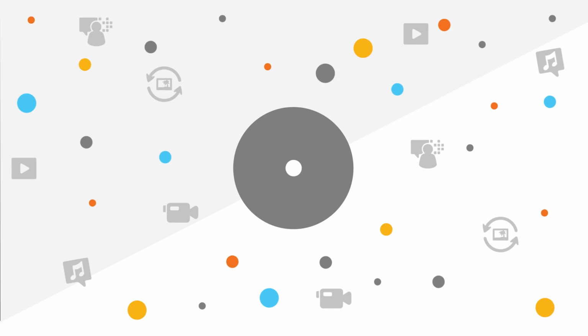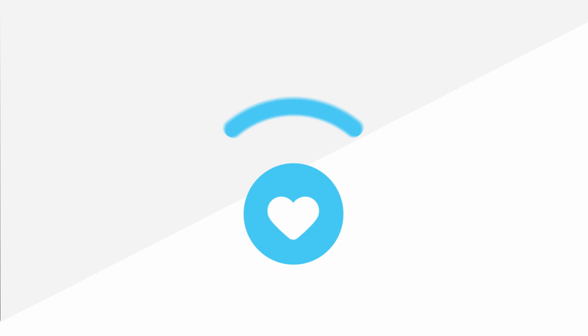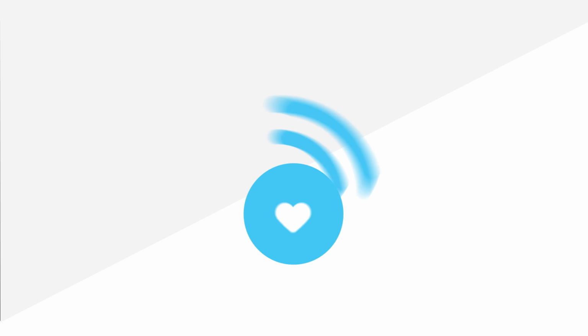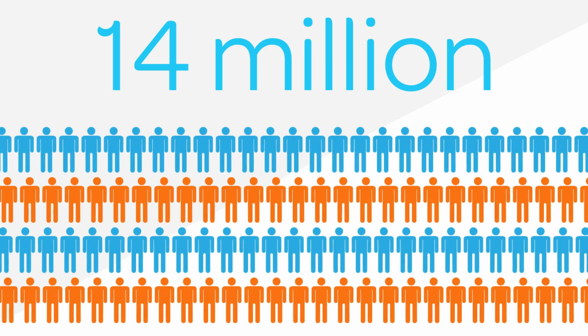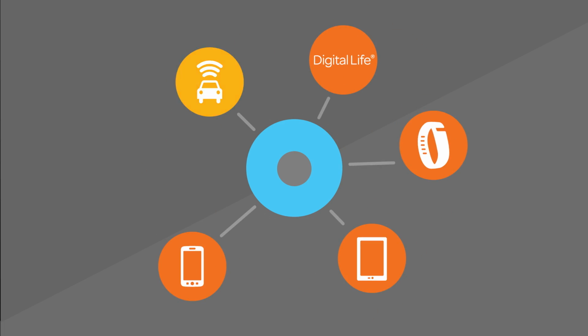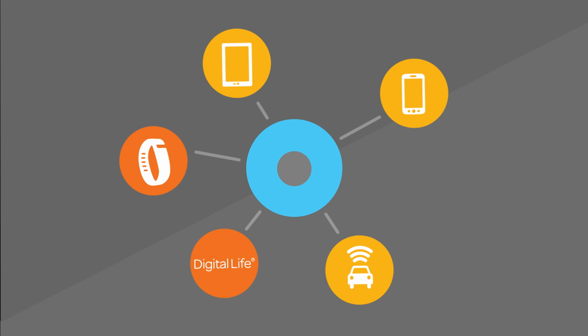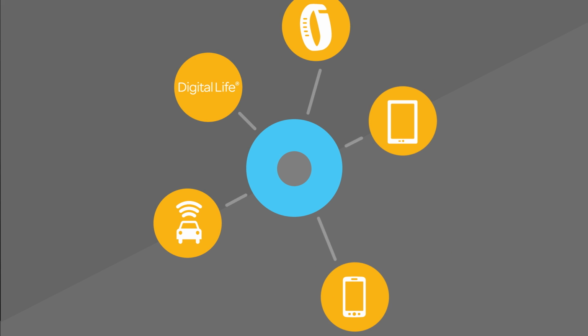We're already virtualizing the mobile packet core, the heart of our wireless network. Now more than 14 million of our wireless customers are on the software-centric network. That lets us offer new capabilities faster. Things like connected cars, smartwatches, homes with digital automation and security.